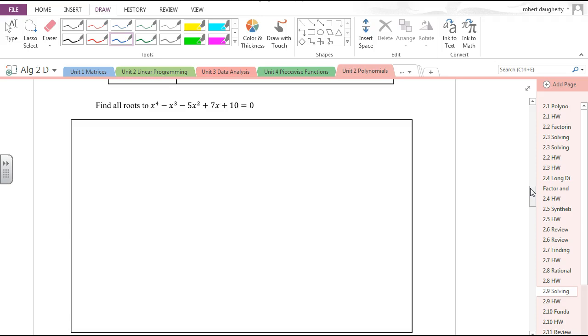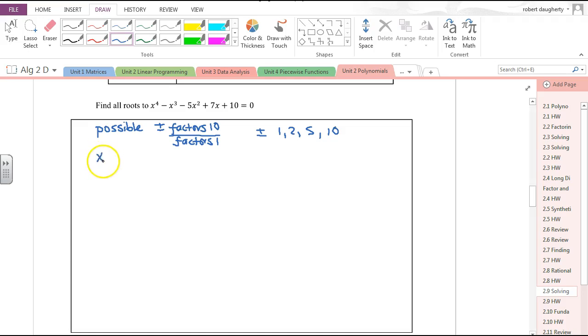So I need to figure out what are all the possible roots. So the possible roots are plus or minus what? The factors of 10 divided by the factors of what? Of 1. So this is just plus or minus the factors of 10. 1, 2, 5, and 10. Okay? Now I know that x equal 1 does not work.